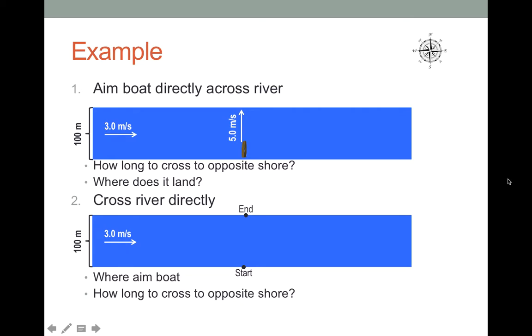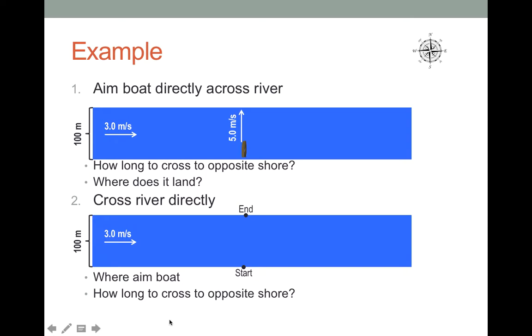What I want you to do now is try your hand at doing some problems. The problems are essentially the same. We're just putting some numbers in it. First thing we're going to do is consider what happens when we aim the boat directly across the river. And we have a current of 3 meters per second. I want you to find out how long does it take to cross to the opposite shore, and where does it land.